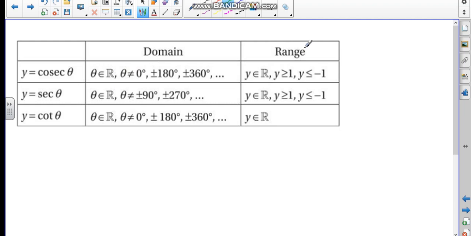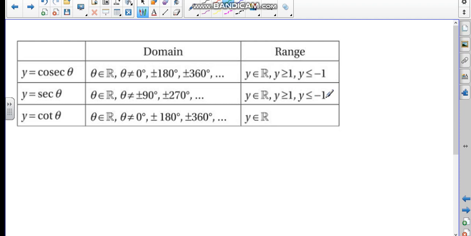And the range is the set of output values. So if you remember, we said the outputs, which are y, are greater than or equal to 1 or less than or equal to minus 1. But they're certainly not between minus 1 and 1. So this is your range. Sec theta is similar. Again, anything can go in except theta at plus or minus 90, plus or minus 270, plus or minus 450, and so on, adding 180s on. But the range is exactly the same. y is greater than or equal to 1, or less than or equal to minus 1.